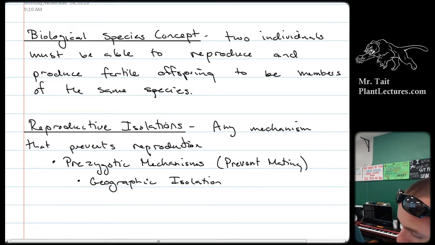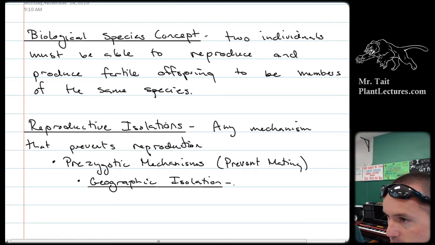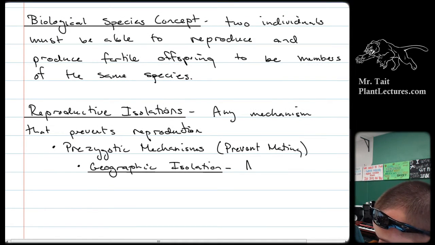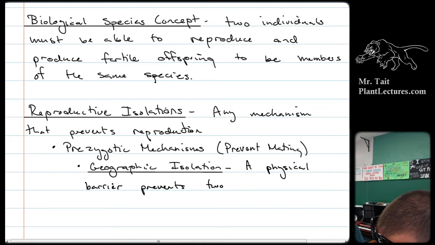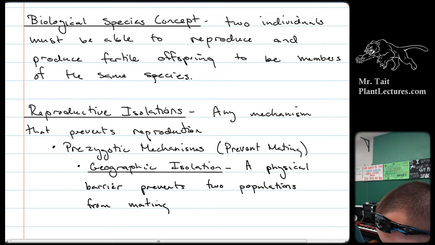Okay, and this is what I was talking about with the squirrels. This is a physical barrier that these squirrels are not able to pass, and that prevents those two populations from mixing. Physical barrier prevents two populations from mating with each other.